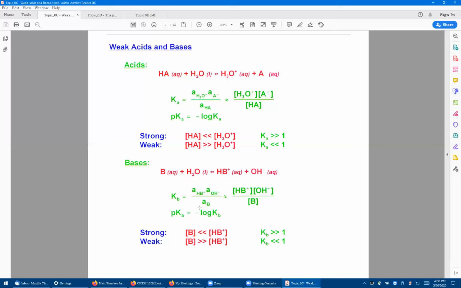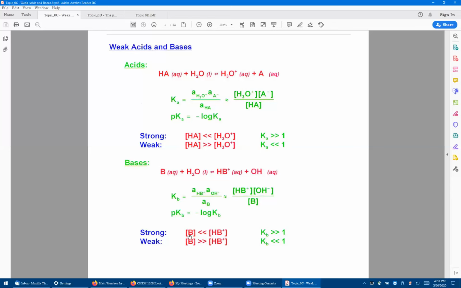Similar to the situation for the weak acids, the Kb, which is the equilibrium constant for the weak base, again, strictly speaking, should involve activities, but we're going to assume that it's essentially the same as concentrations. So the Kb involves the concentration of the HB plus, the conjugate acid of the weak base, times the hydroxide concentration, divided by the concentration of the base itself. And again, water does not enter into the equilibrium constant. So in this case, there's a Kb, and the pKb is minus the log of Kb. It's exactly analogous to the situation with the acid.